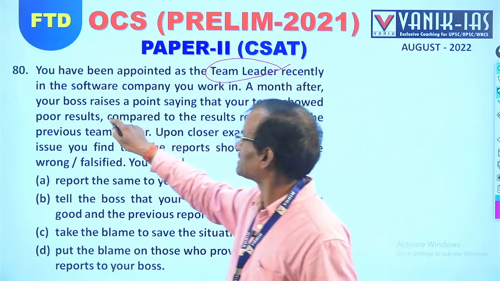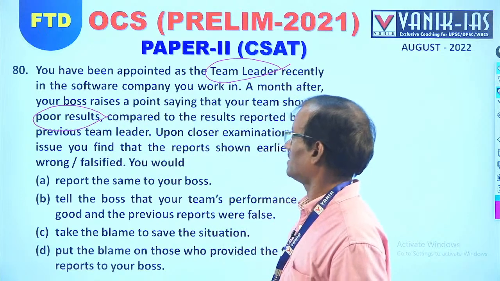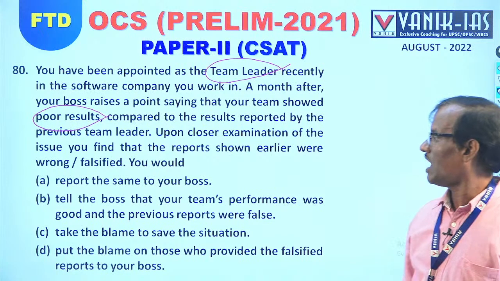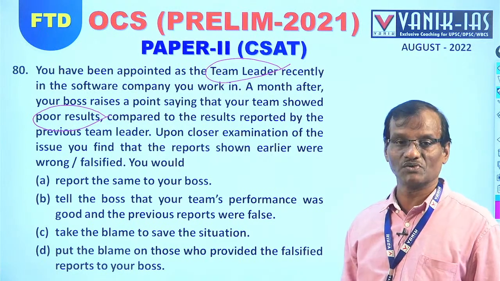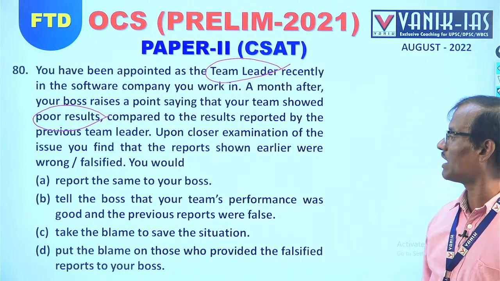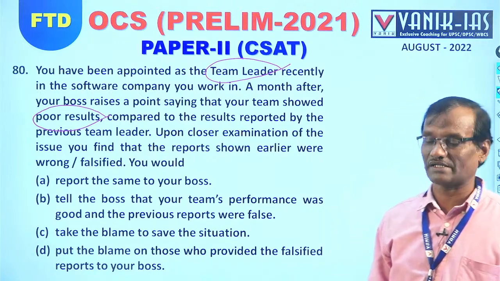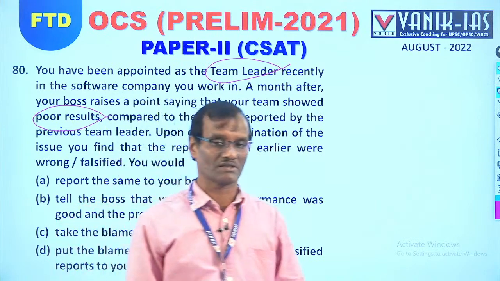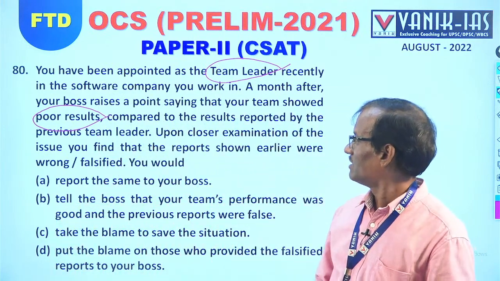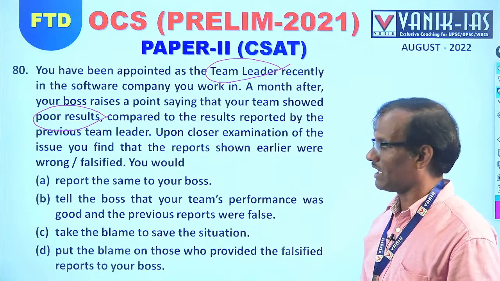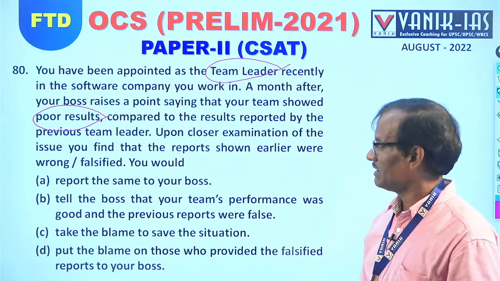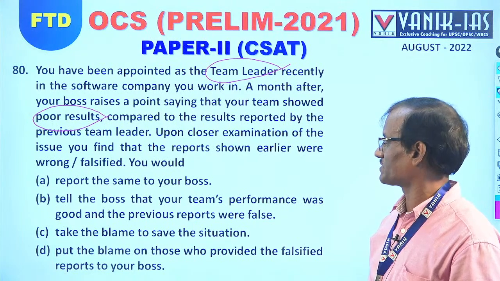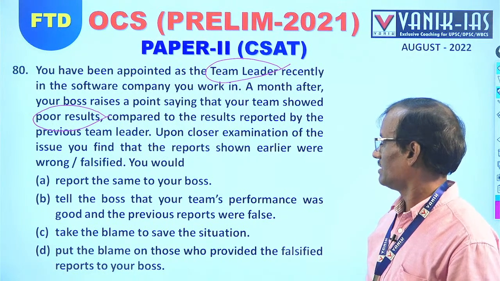Your team shows poor results compared to the results reported by the previous team leaders. Upon closer examination of the issue, you find the reports shown earlier were wrong or falsified. That means you have done the right things, but the report was falsified by somebody. Report the same to your boss? Or tell the boss that your team's performance was good and the previous reports were false?